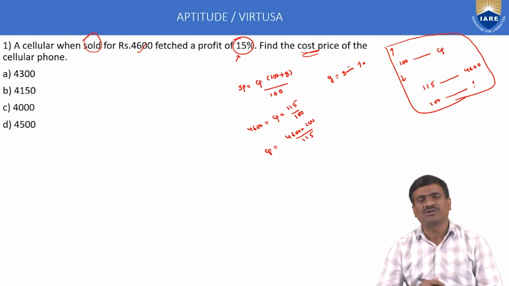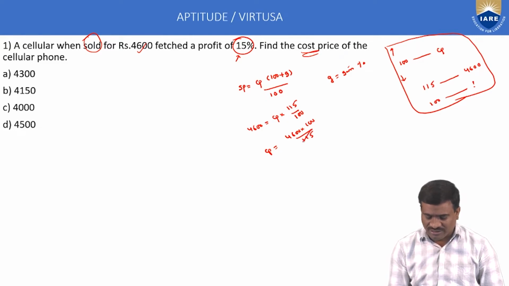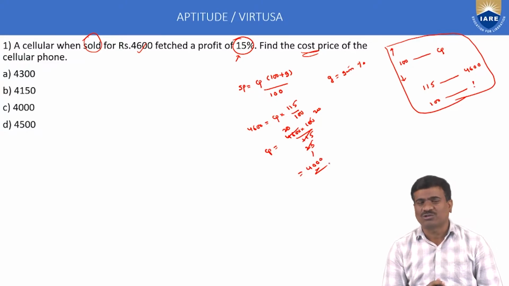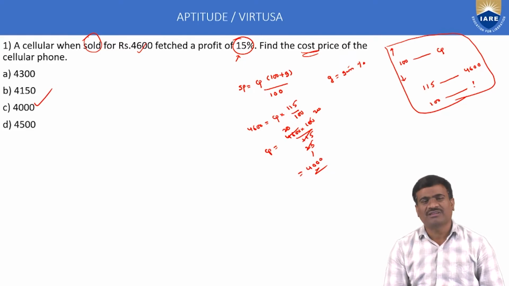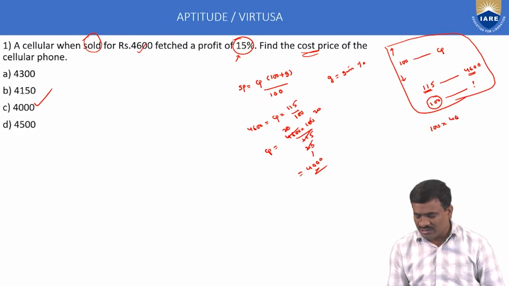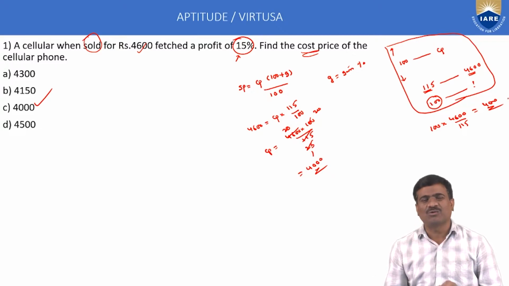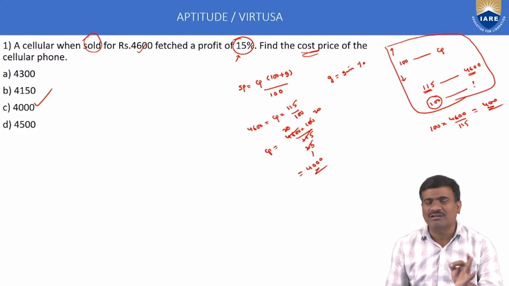The remaining part is only simplification. In the general method, 5 into 23, 5 into 20, 23 into 1, 23 into 20. Therefore, cost price is equal to 4000. Option C is the only correct one. This is the method. In the shortcut method, again the same: here 115 is equal to 4600. 100 is dash. Method: 100 into 4600 by 115 is equal to 4000. This is about the profit and loss general application.